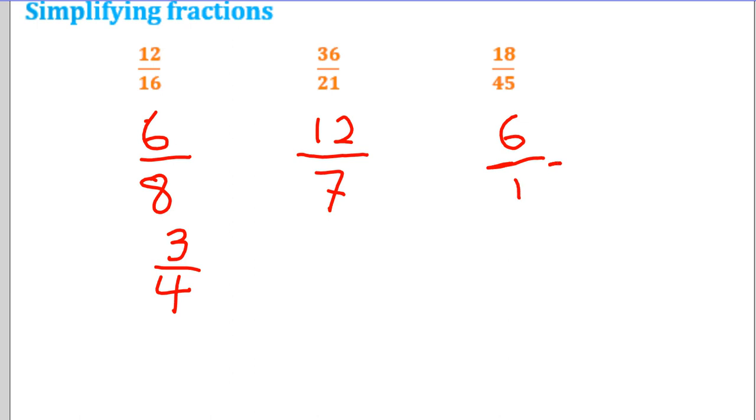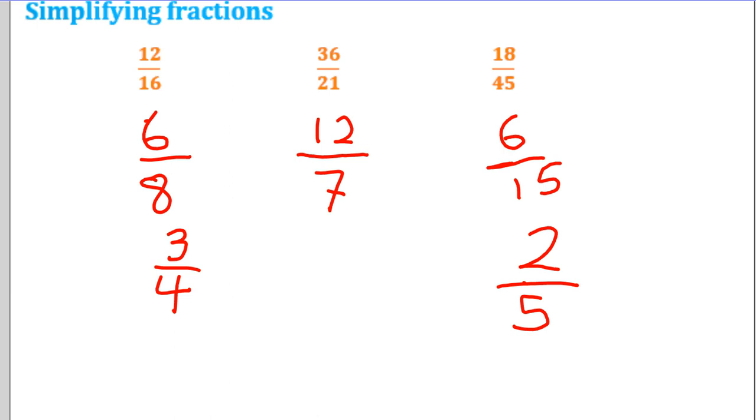And then you just have to think, can I simplify this any more? Yes, I can, because 6 is a multiple of 3, and so is 15. So we can take it further and divide the numerator and denominator by 3, which would give us 2 over 5. So 2/5 is our final answer. So that's what you always have to do. You always have to think, can I simplify it further?